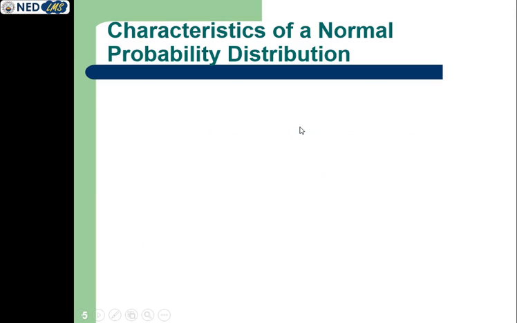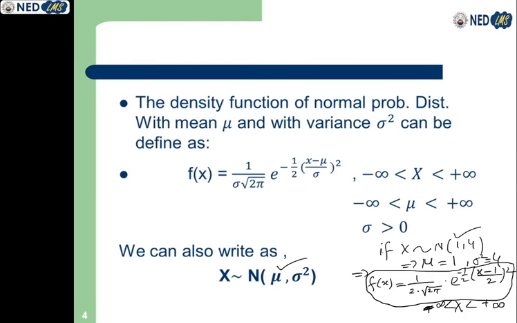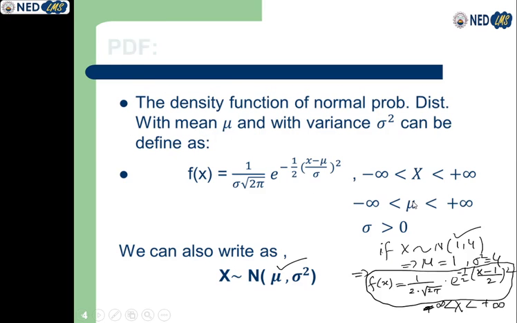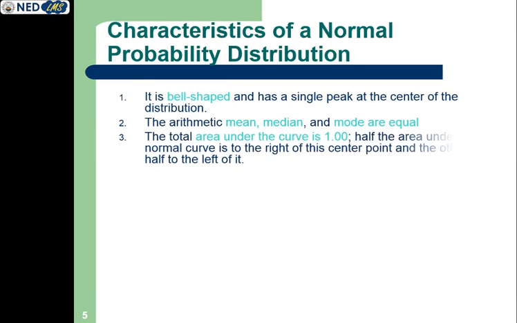In a normal distribution, the mean, median, and mode always lie at the central point. This is the central point. This is what we call the mean, and at the same point lie the median and the mode as well. So mean, median, and mode are always equal to each other in a normal probability distribution, and they always lie at the central point.